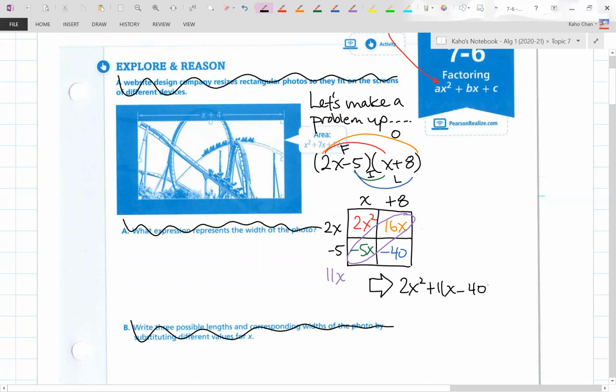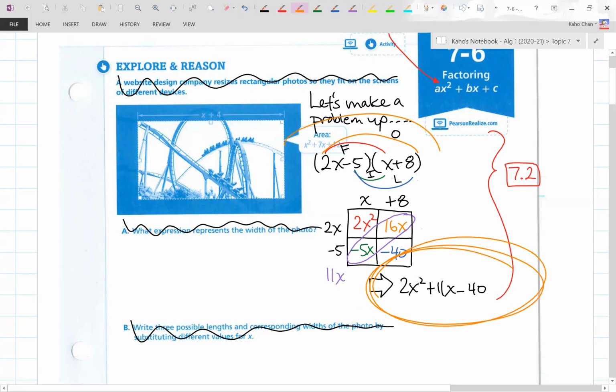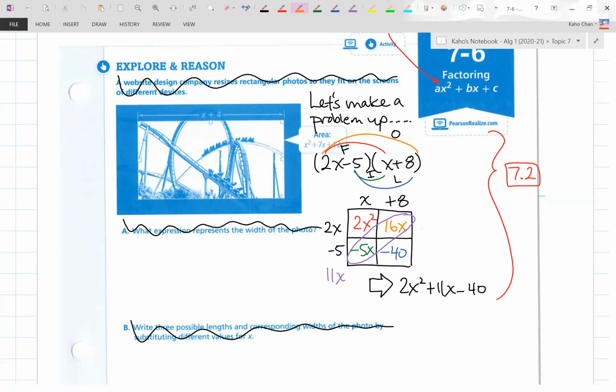So this is something that we learned in algebra, in 7-2, multiplying binomials. Today, we're going to go backwards. We're going to go from here and to here. We're just going to work backwards. And the process is kind of interesting, okay?